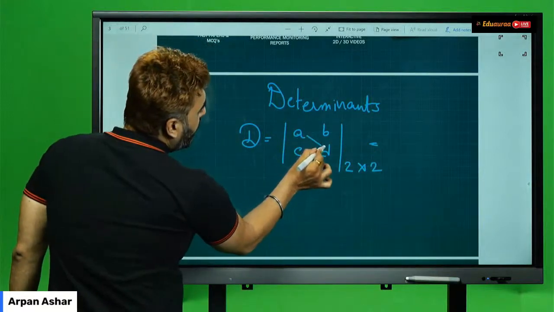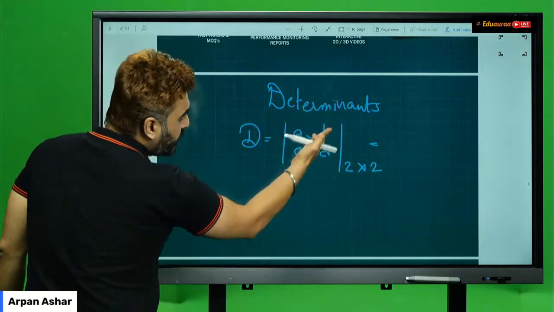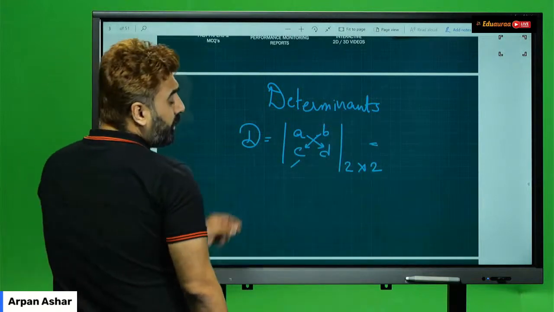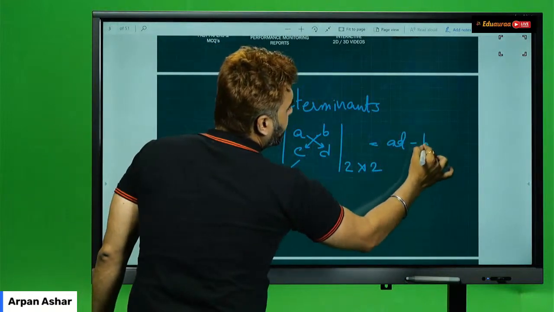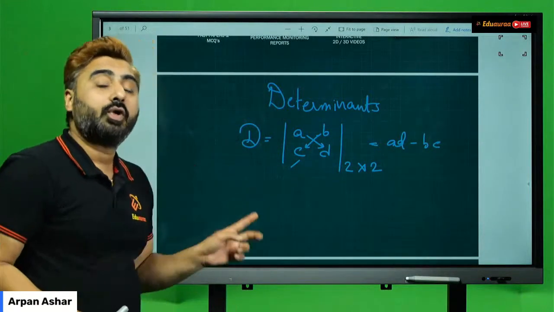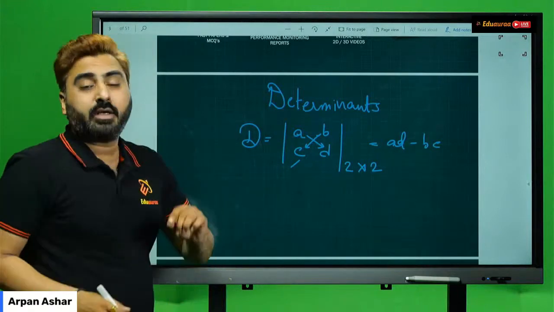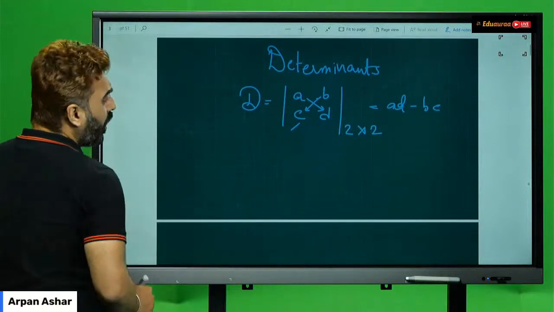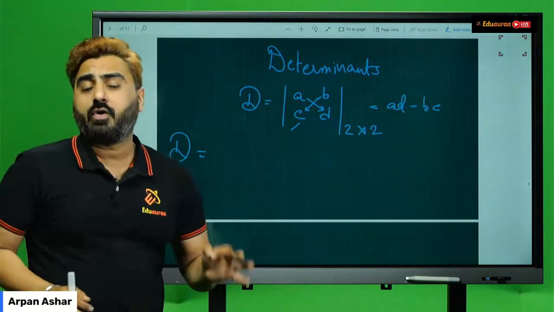but cross multiplication from left to right minus cross multiplication from right to left. So the value of this determinant is basically AD minus BC. So this is how we find value of determinant of order 2 by 2. Now, अगर ये तरीका है determinant value find करने का for order 2 by 2, so what will be the method to find determinant of order 3 by 3?